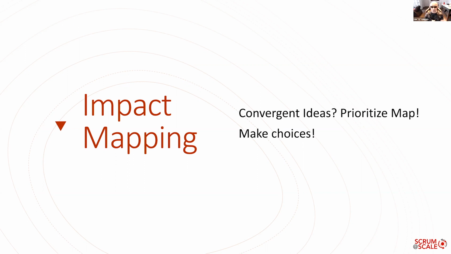So what you do, well, prioritize the map. You have multiple ideas, they're converging, make choices, drop some, promote some higher. Think about that. When you need options, you can grow. When you converge, you can prioritize and shrink and get rid of the stuff that's not necessary.